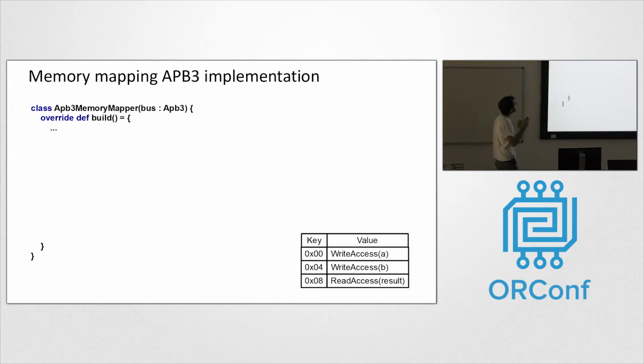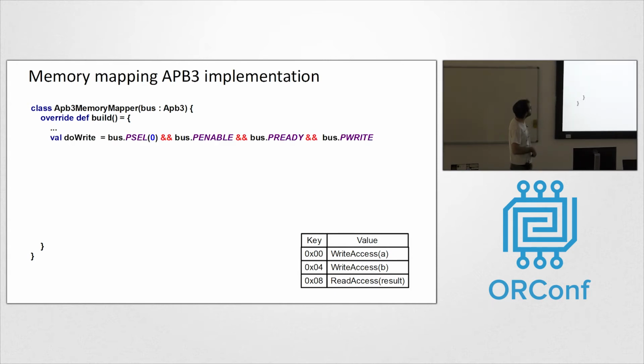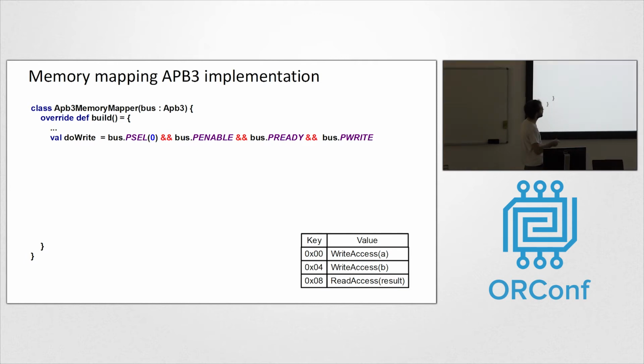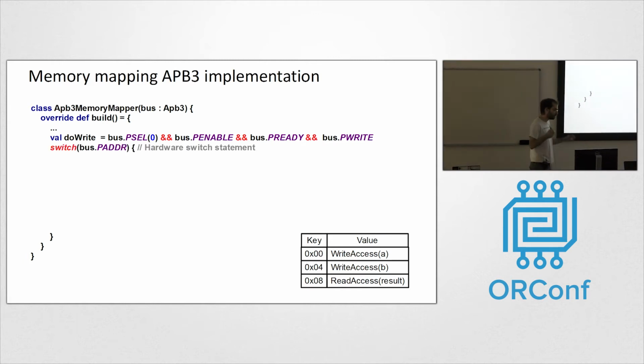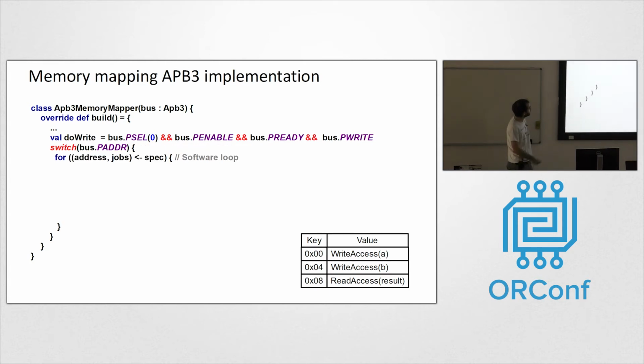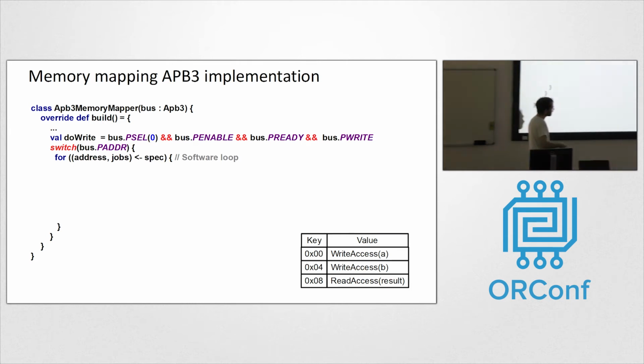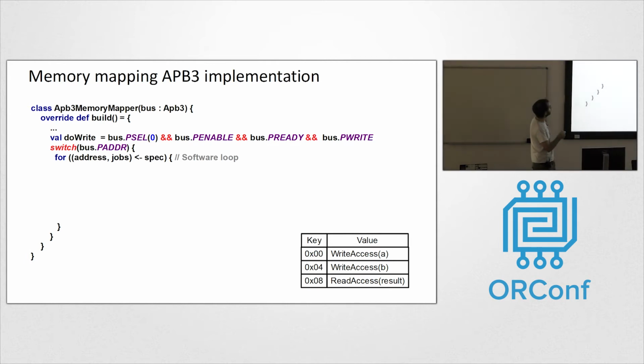OK, bracket open. Then some bus arbitration. IPv3 is quite an old bus, and it had some arbitration to do to understand what it wants to do. Simple stuff. And then, when you map a memory bus on a peripheral, you always have a big switch statement with all it has to do. So let's push in the netlist the switch statement for the given bus address. Then let's do a software loop to iterate over each line of the specification that we built previously. For each line, it gives you the given key value as the address and a given list of jobs to do for this address.